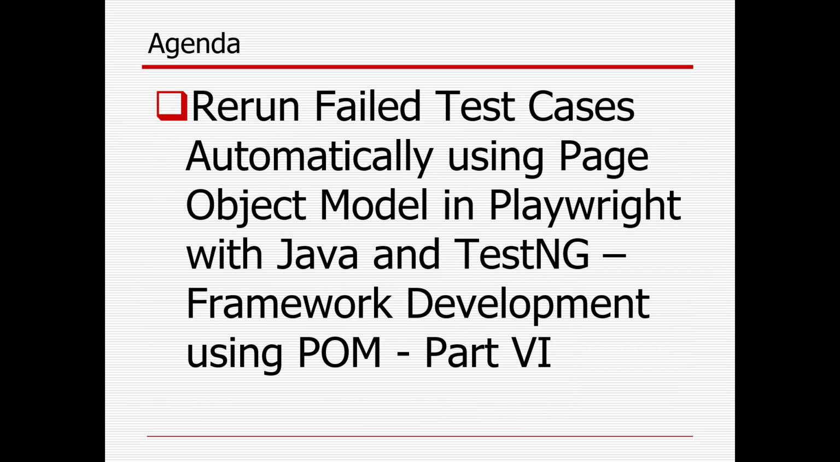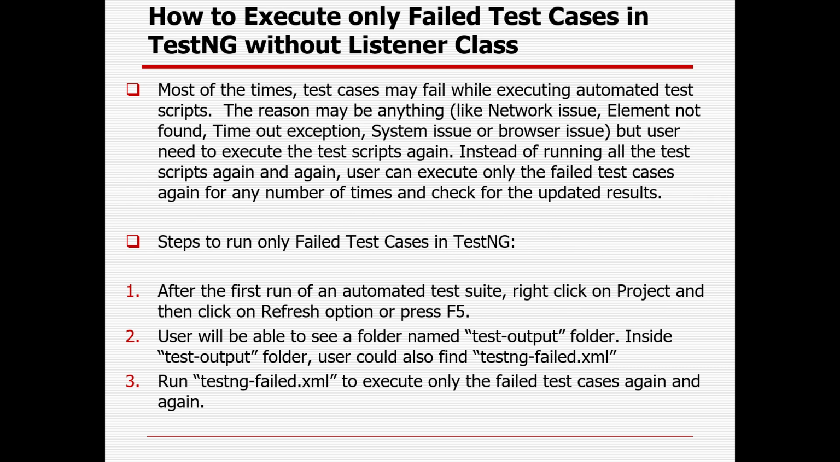In today's session, I will discuss how to rerun failed test cases manually and automatically using page object model in Playwright with Java and TestNG. So this is part 6 of framework development using POM.